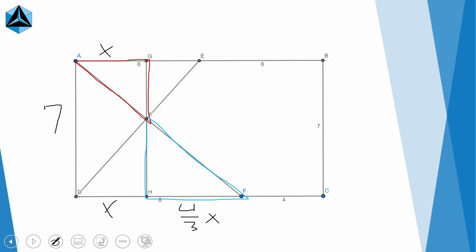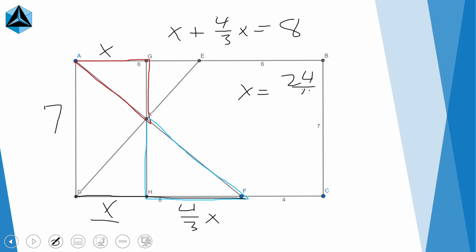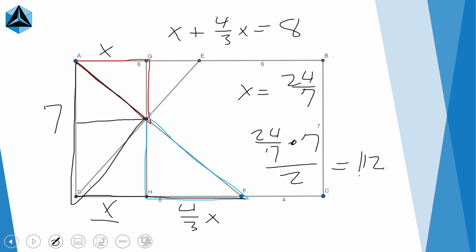But we already have x here, so since this entire length is equal to 8, we have the equation x plus 4 over 3 x is equal to 8. Solving this equation, we get that x is equal to 24 over 7. So that means that this altitude is equal to 24 over 7. So the area of the triangle we wanted, ADX, is 24 over 7 times 7 divided by 2, which is equal to 12.